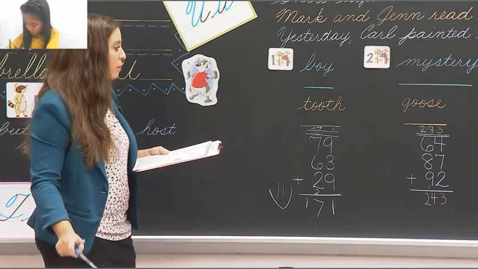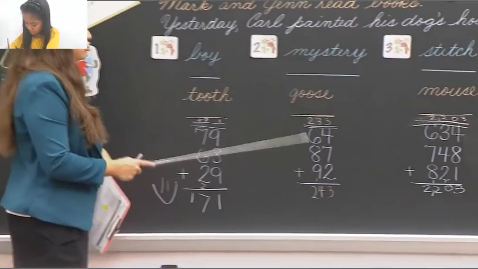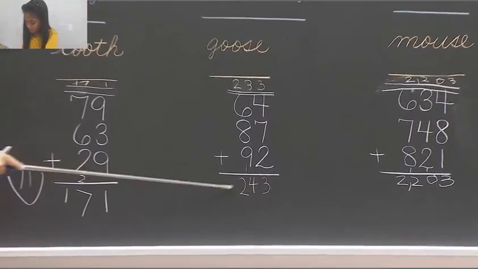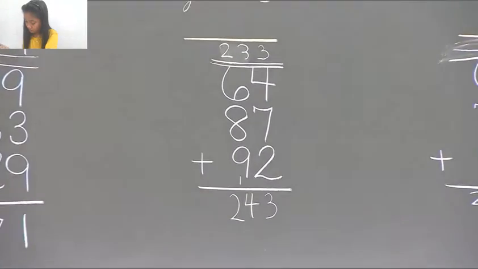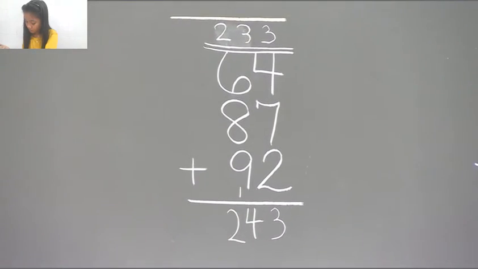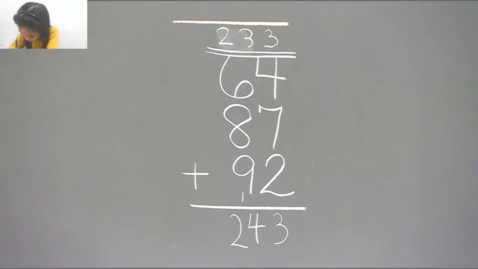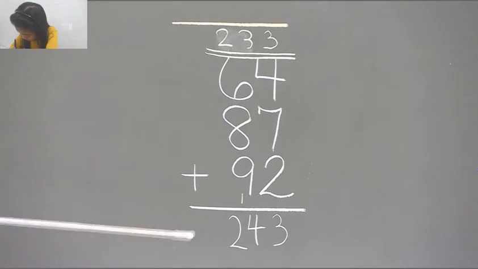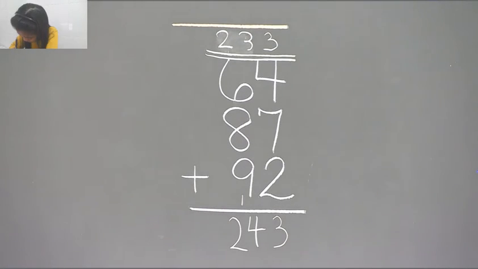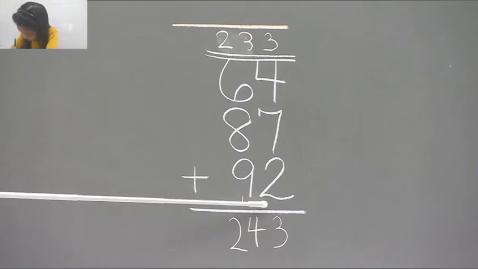Let's look at letter B. Here we have two different numbers: 243 and 233. This is a good example of which one is correct. So now let's think through it. We're going to leave the answer at the bottom. We're going to add up and see which one is correct. So let's start by adding at the bottom.